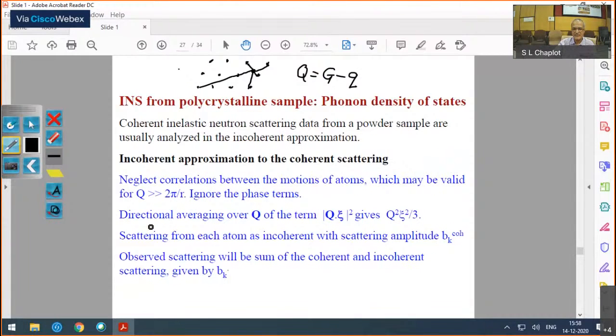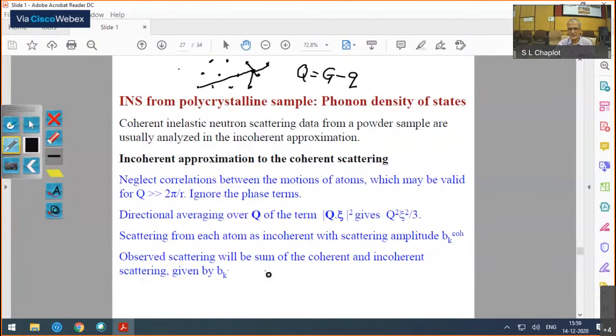Another thing we do is directional averaging over Q. So (Q·ξ)² can be replaced by Q²ξ²/3. With this approximation, the scattering from each atom is treated as incoherent, but with the same scattering amplitude, namely the coherent scattering amplitude. And of course, in addition, we also have the incoherent scattering. So what we assume is that the scattering is proportional to the total scattering cross-section, or the net scattering length of the atoms, the sum over the coherent and the incoherent part, or the root mean square of this.